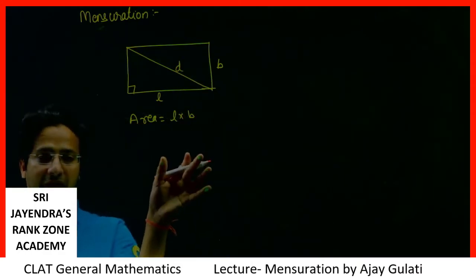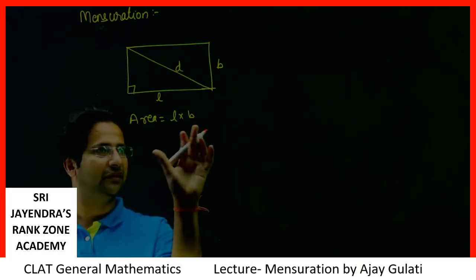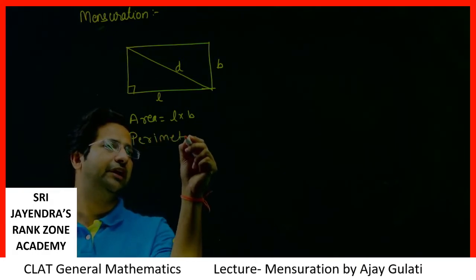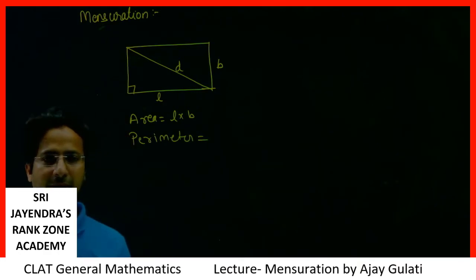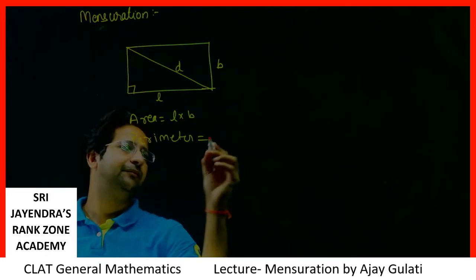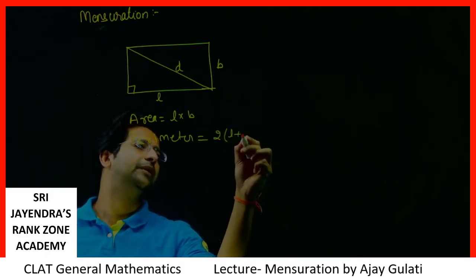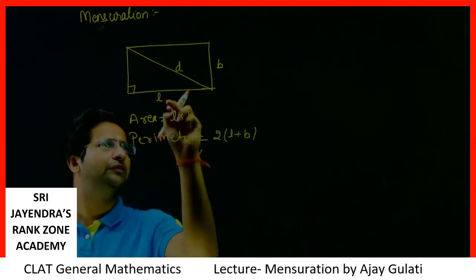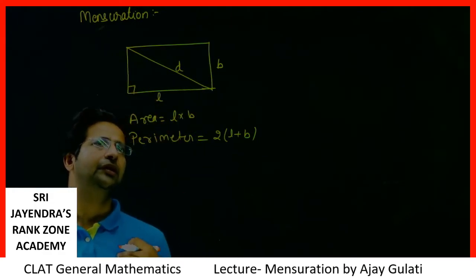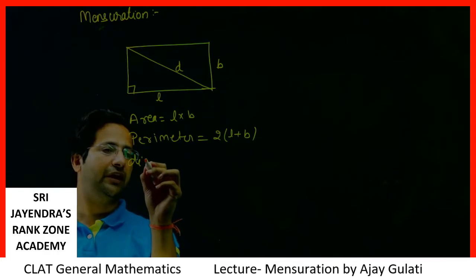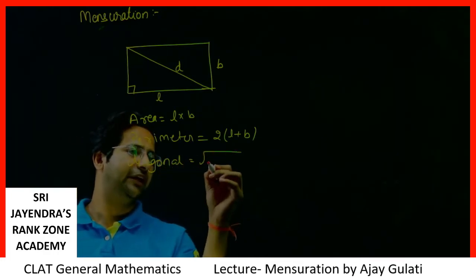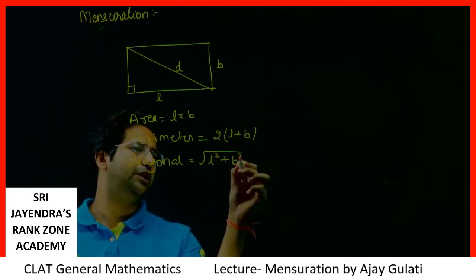Now in a rectangle we have three basic things: area, that is length into breadth; perimeter of a rectangle. What is the perimeter of a rectangle? Perimeter is the sum of measurements of the outer sides, that is 2 into (L plus B). We have two lengths and two breadths. Then comes the length of diagonal. What is the length of diagonal? Length of diagonal is the square root of L square plus B square.